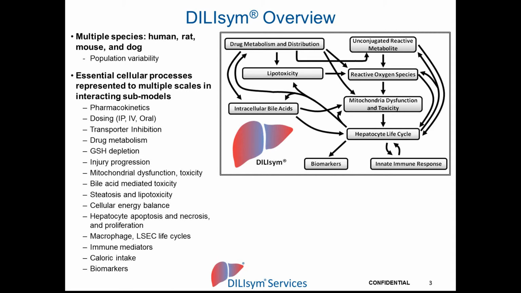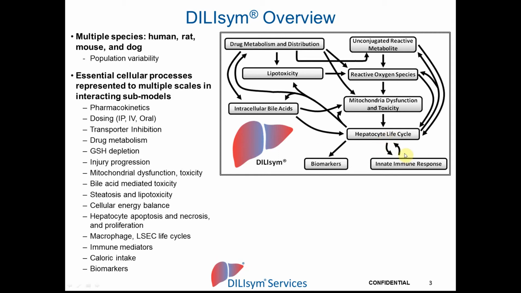You can see that there's a submodel of drug metabolism and distribution that enables the prediction of parent and/or metabolite that may interact with the various mechanistic pathways associated with hepatotoxicity, which include, for instance, the bile acid transporters, the generation of reactive metabolites, disturbances in reactive oxygen species, and/or mitochondrial toxicity. These submodels interact in addition to lipotoxicity, and together they can disrupt the hepatocyte life cycle by promoting either apoptosis and/or necrosis.